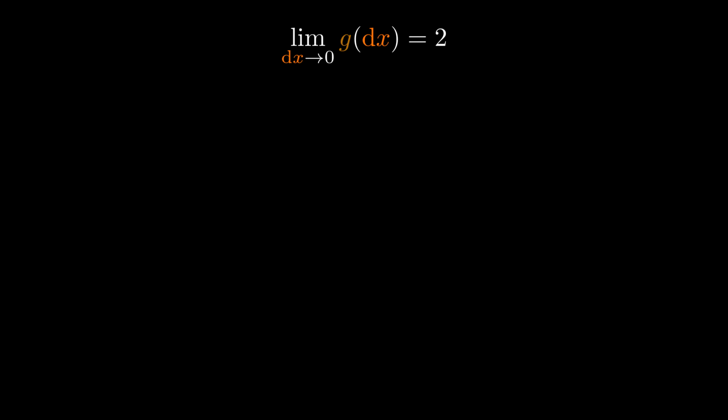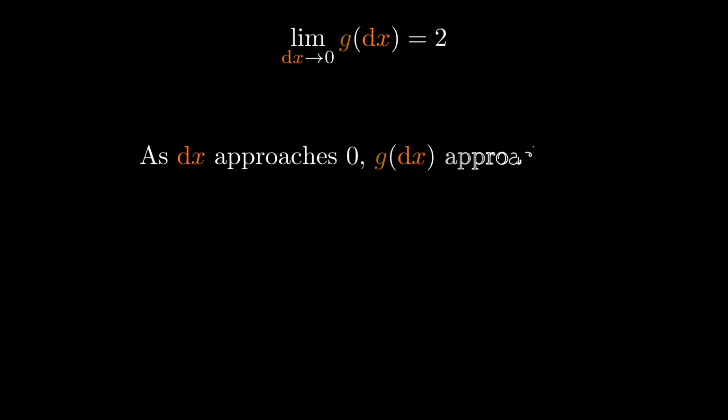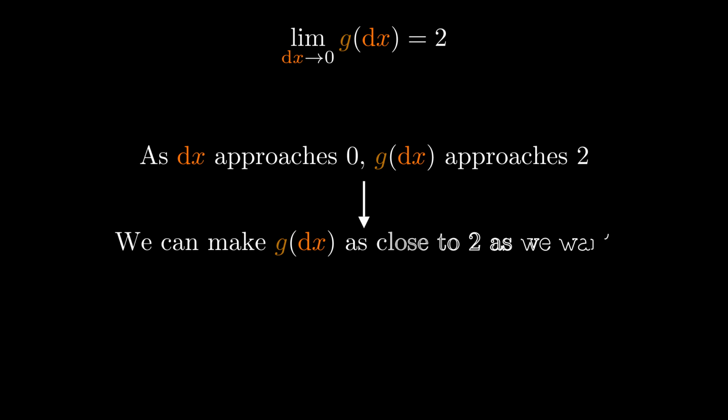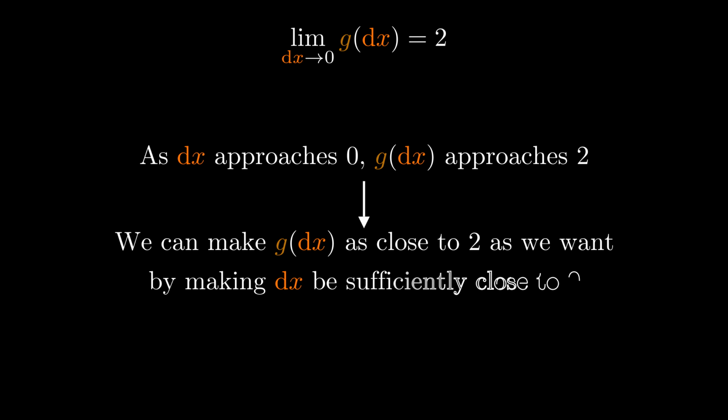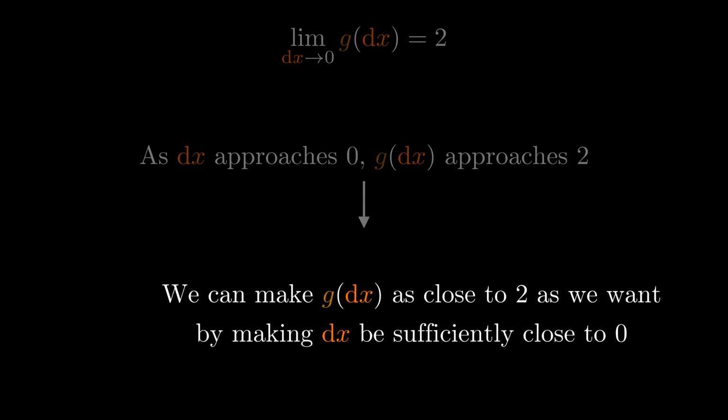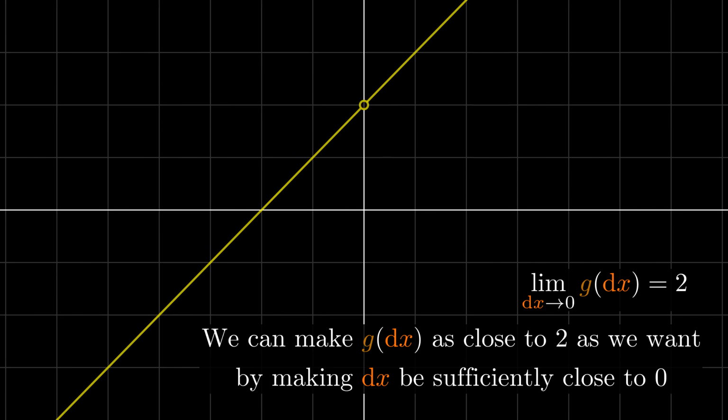Our first way of describing this idea was to say that as dx approaches 0, g of dx approaches 2. However, we have already seen that this is not a good definition. But recently, we saw that we can get as close to the limit as we want. Thus, we can come up with a better definition. We can make g of dx as close to 2 as we want by making dx be sufficiently close to 0. As an example, let's look back at the situation we were just looking at.